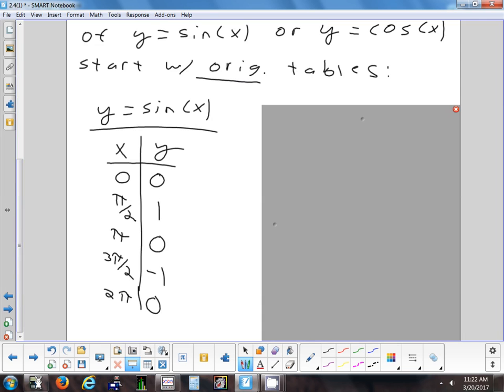Okay, so what we just filled out here is the original table for sine. You really want to make sure you get that table right because you use it on every problem.